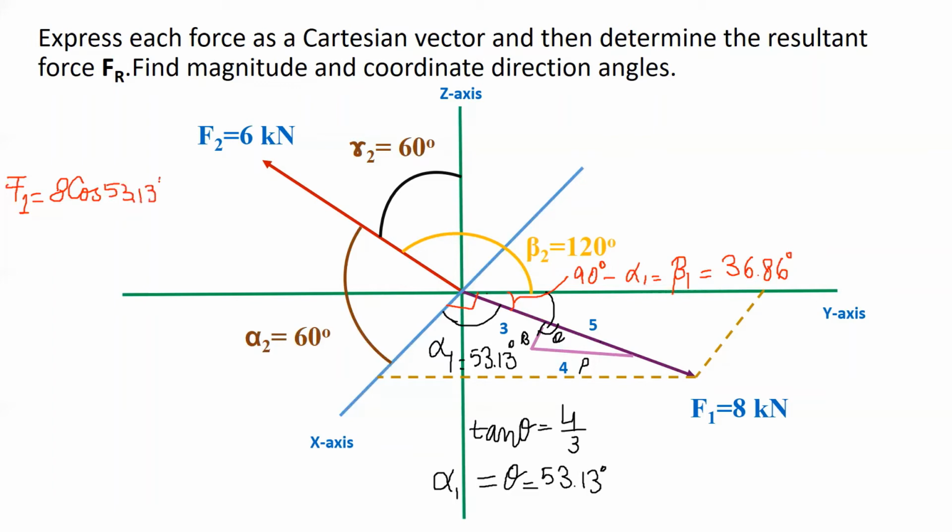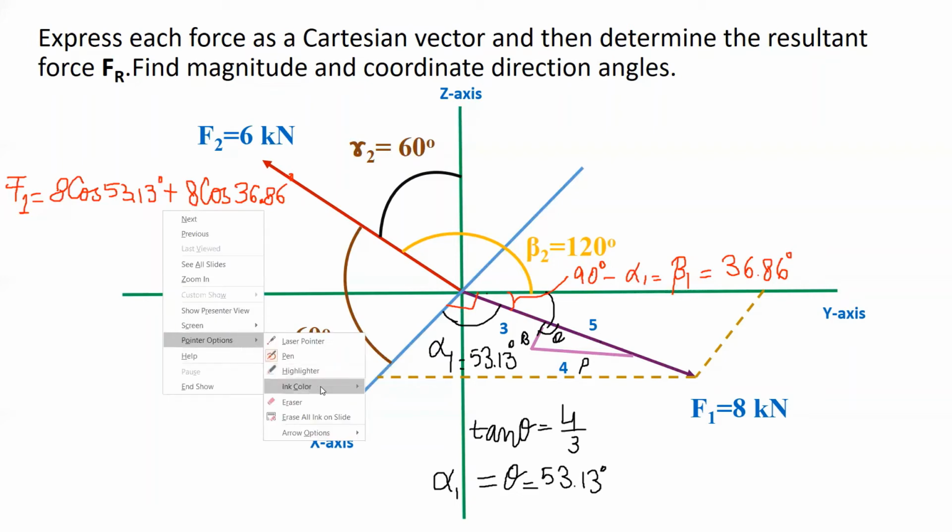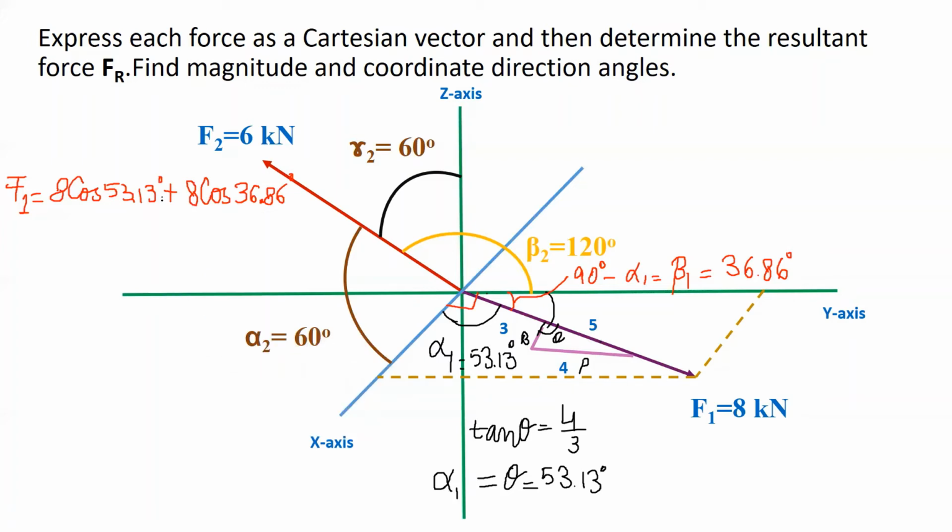53.13 degree and plus 8 cos beta 1, and beta 1 is equal to 36.86 degree. Obviously its z component is 0, because for the z axis cos 90 degree is 0, so that term will become 0. For example, I am taking the black pointer over here, and this one is i cap and this one is j cap.